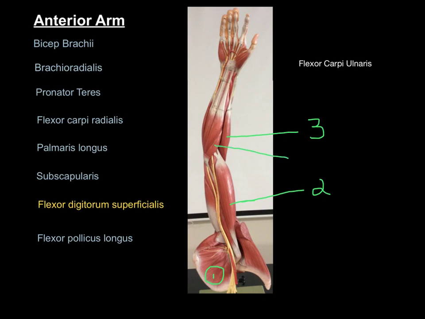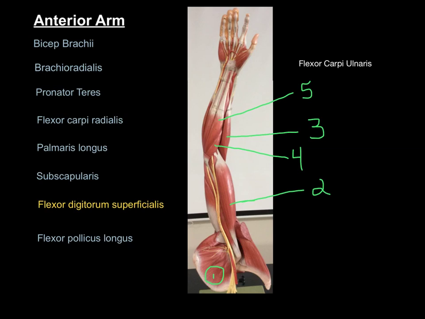Number 4, kind of peeking out, a smaller muscle, kind of peeking out from that crevice of the elbow. That's my pronator teres. Number 5, going to the thumb side of my wrist, flexor carpi radialis.